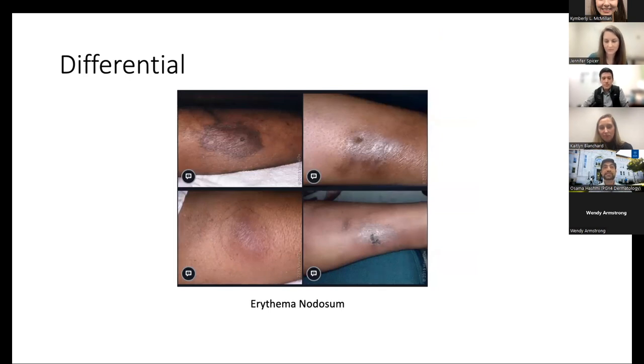This is a panniculitis. It's inflammation that's happening in the subcutaneous fat. This oftentimes is secondary to something else going on. 50% of the time it's idiopathic, but 50% of the time it'll be related to either an infection, sarcoidosis, inflammatory bowel disease, and sometimes even medications like OCPs. This patient was not taking any OCPs at the time.